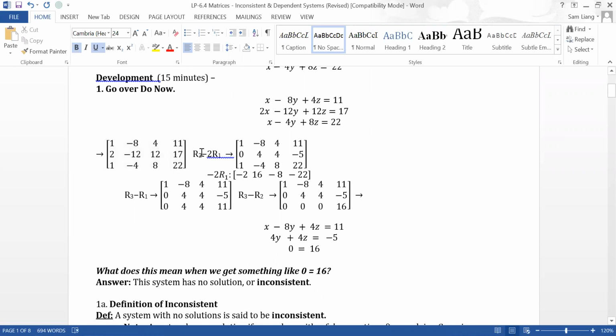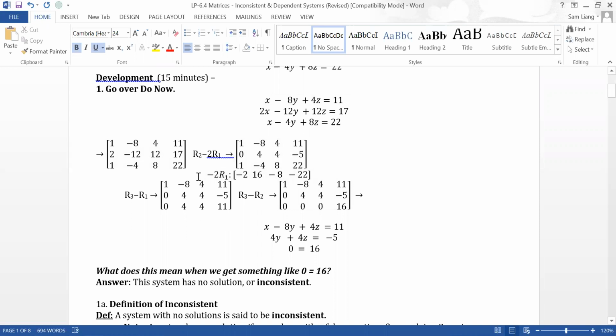So it'll be R2 minus 2R1, because again, in Gaussian elimination, we want zeros under the 1 in the first column. So I want a 0 here in place of the 2. So -2R1 is going to be -2, 16, -8, -22. And I'm going to add that to R2. So 2 minus 2 is 0, -12 plus 16 is 4, 12 minus 8 is 4, and 17 minus 22 is -5.